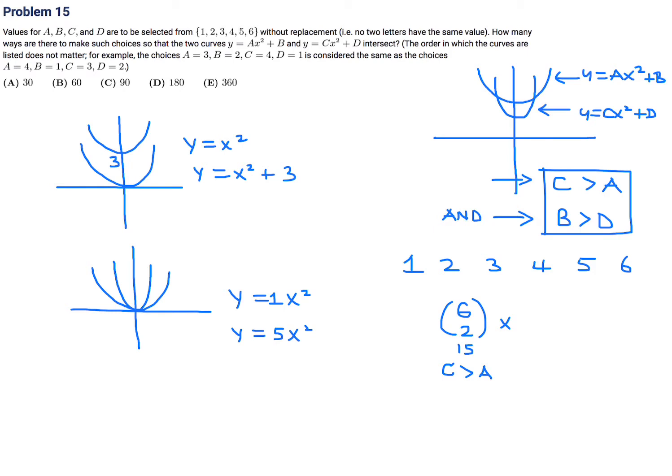Well, I've already chosen 2, so there's 4 numbers left. From those 4 numbers, I have to choose another 2. And I have to assign those to b and d in a way so that b is greater than d. So whichever one is the smaller one will become d. Whichever one is the greater one will become c. 4 choose 2 is 4 times 3 divided by 2, which is 6. So that's it, 15 times 6. And that is 90. Number 15, the answer is c.